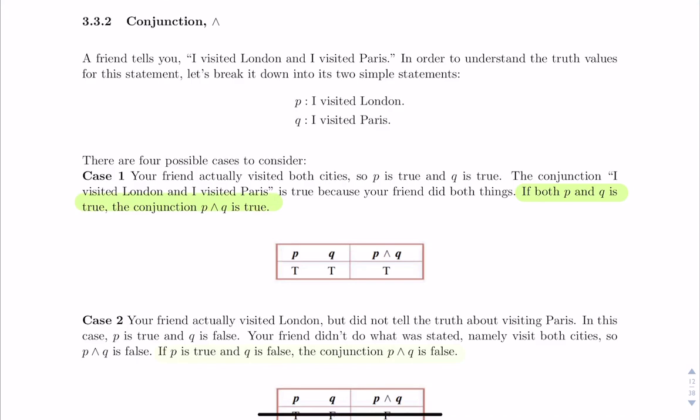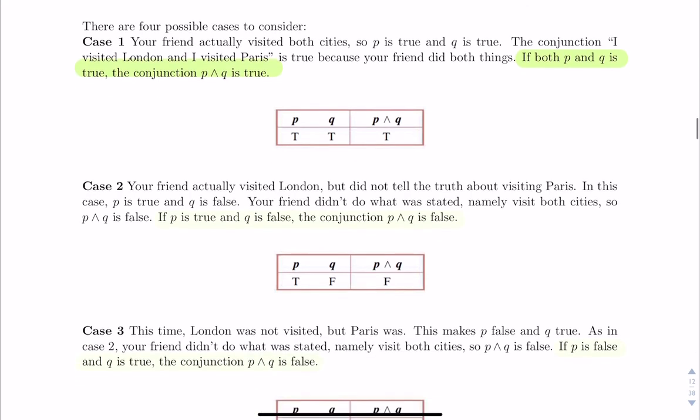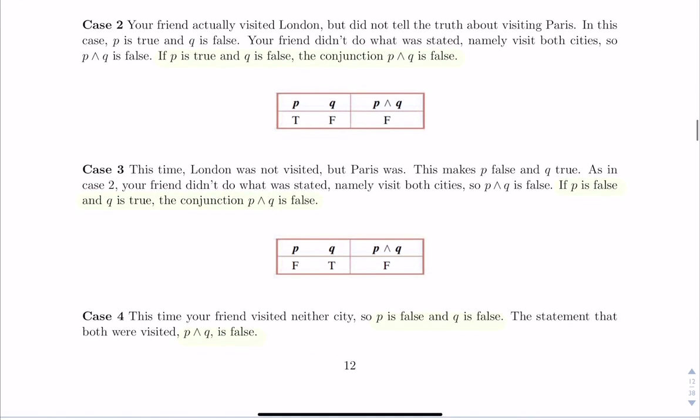Case 2: your friend actually visited London but did not tell the truth about visiting Paris. In this case, P is true and Q is false. Your friend didn't do what was stated, namely visit both cities, so P and Q is false. If P is true and Q is false, then the conjunction is false. In case 3, this time London was not visited but Paris was. This makes P false and Q true. As in case 2, your friend didn't do what was stated, so P and Q is false. So if P is false and Q is true, then the conjunction is still false.